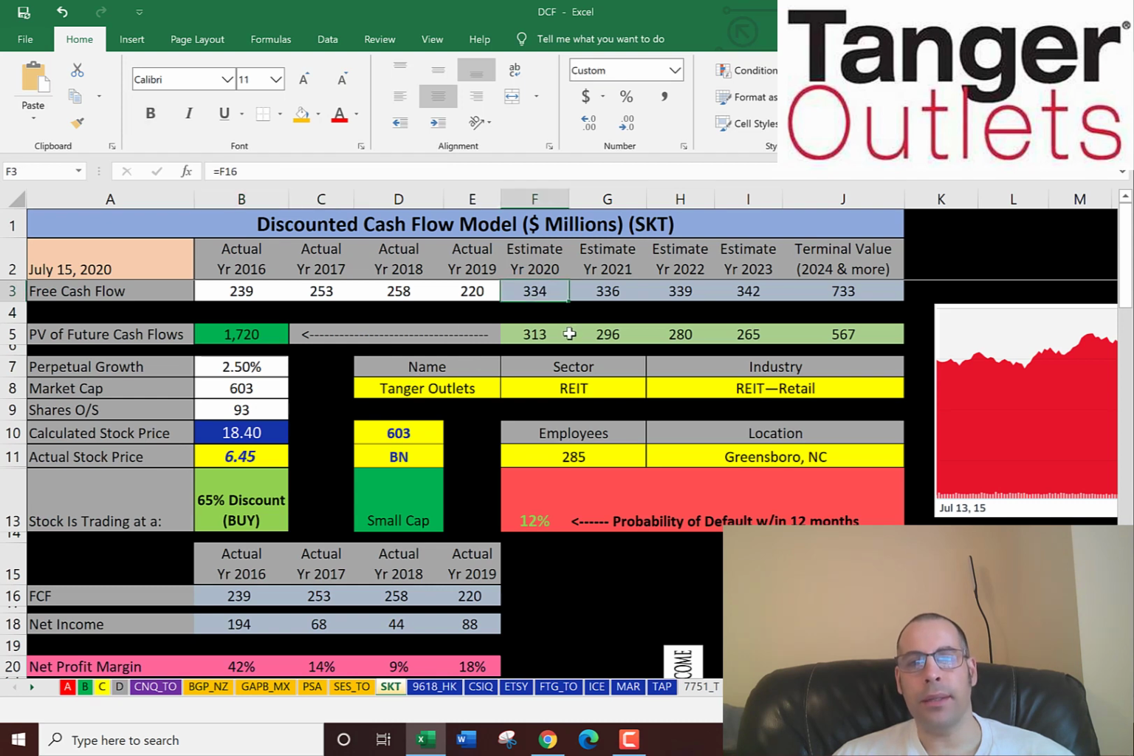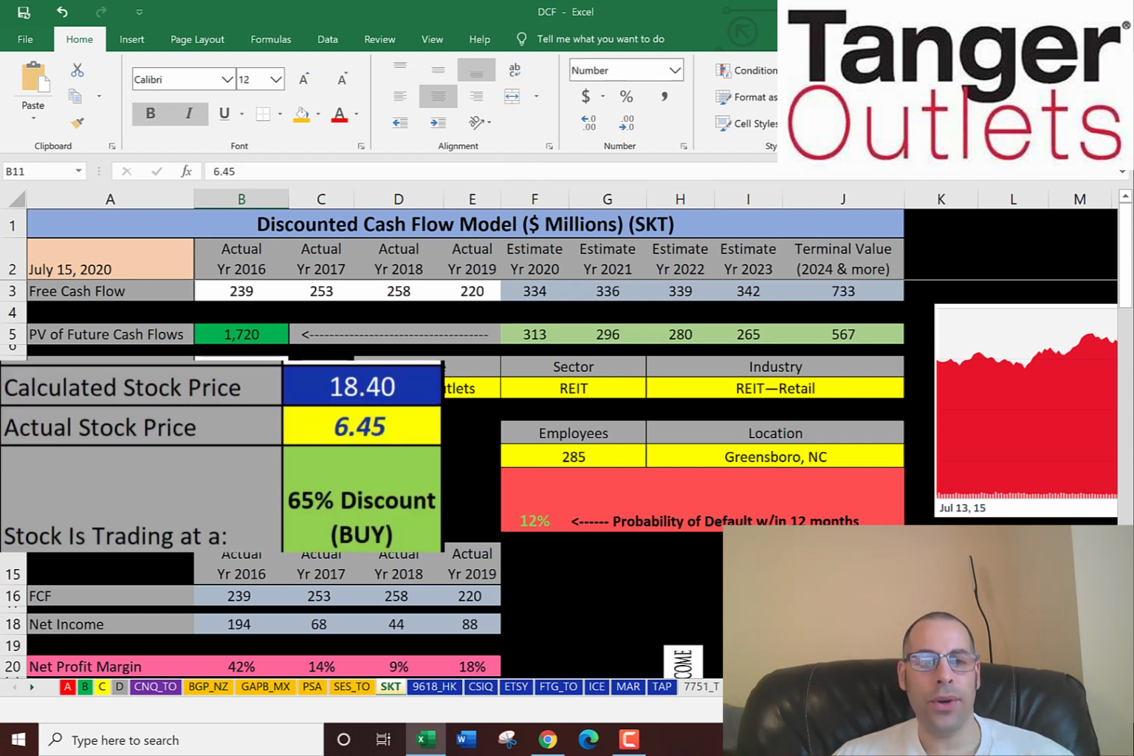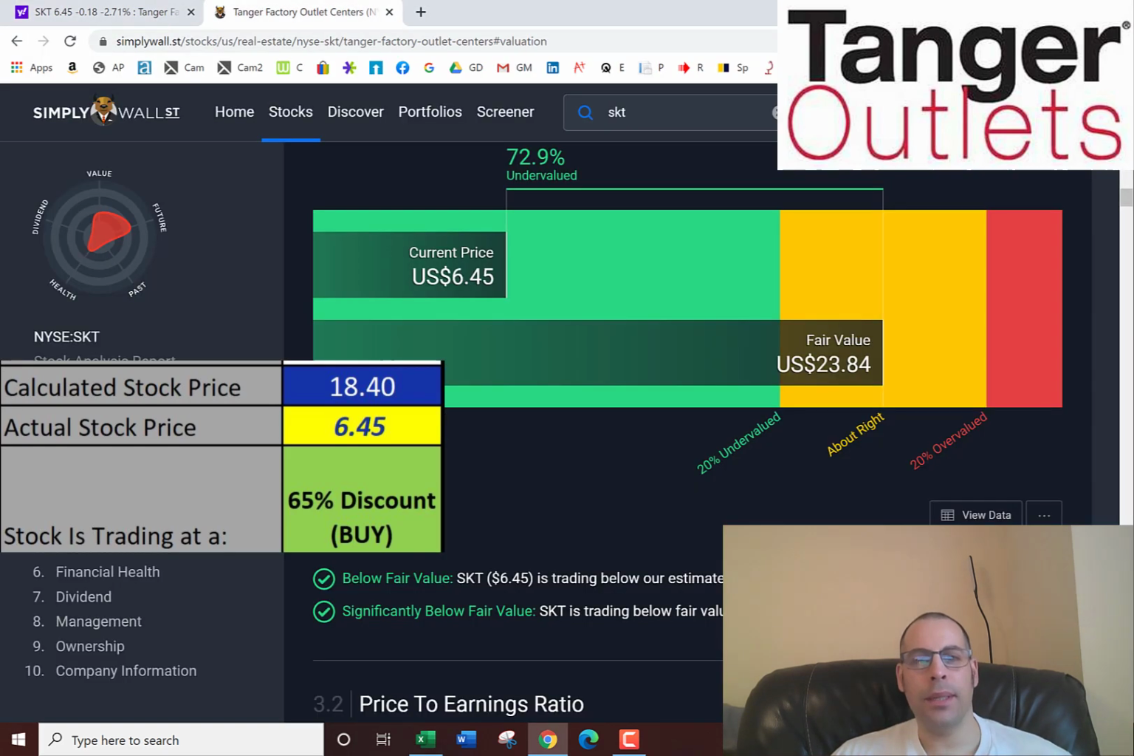So we estimated 4 years of future free cash flows based off of prior financial information. This is the prior right here in white. We also estimated terminal value, which is all years past year 4. We discounted that number back to today using the weighted average cost of capital. We get a value of the company of $1.7 billion. We divide that by 93 million shares, and we get an intrinsic stock price of $18.40. It's trading at $6.45, so it's trading at a 65% discount. So it's a strong buy according to the model. Let's see what Simply Wall Street says, they're even higher, they're at $24.